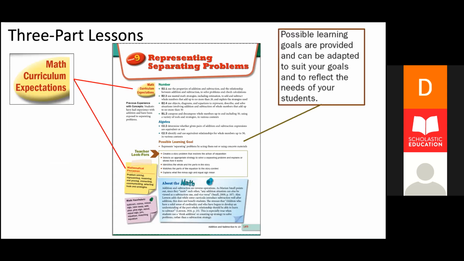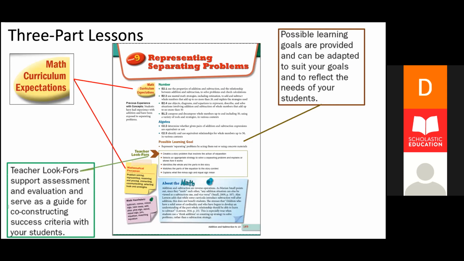There's always a possible learning goal there. The reason we say possible is because you may want to change it. And that's important because you want to adjust everything to your own students. There are also teacher look fors. So what are you going to be looking for throughout the lesson? Now, keep in mind this learning goal or these learning goals and these teacher look fors are for you, right?